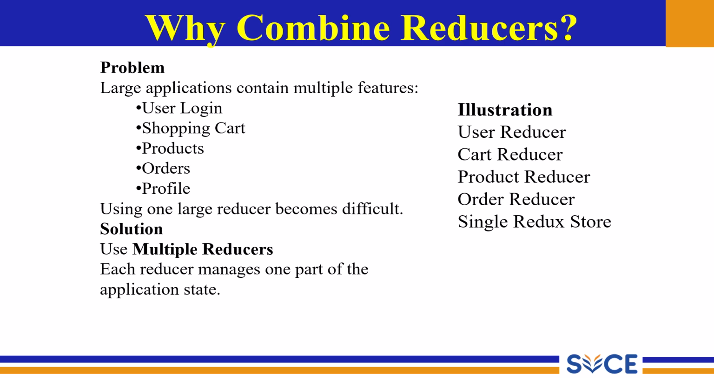Why combine reducers? Now imagine building Amazon. Would one reducer handle everything? Login, orders, payments, products, wish list, cart, reviews, address? Impossible. One reducer would become thousands of lines. Maintenance becomes difficult. Instead, Redux encourages one reducer per feature. For example, user reducer, cart reducer, product reducer, order reducer. Each reducer is responsible for only one section.